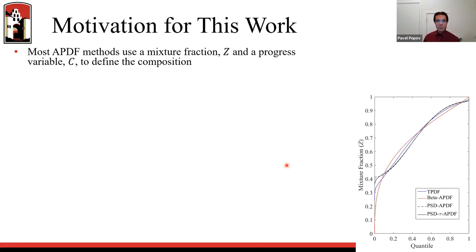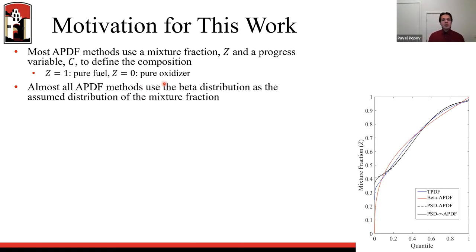this brings me to my motivation for this work. So most assumed PDF methods use a mixture fraction Z and a progress variable C to define the composition. And here I will focus on the modeling of mixture fraction. So usually we define Z equals one to be pure fuel, and we define Z equals zero to be pure oxidizer. And almost all assumed PDF methods use the beta distribution as the assumed distribution for the mixture fraction.